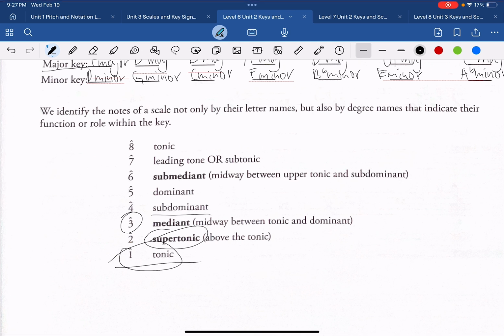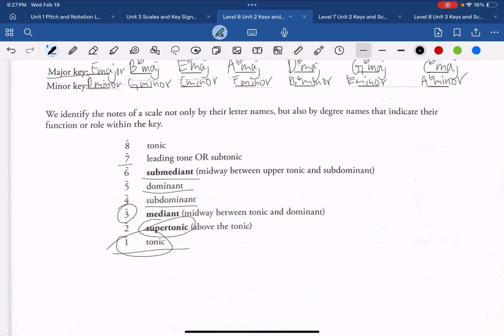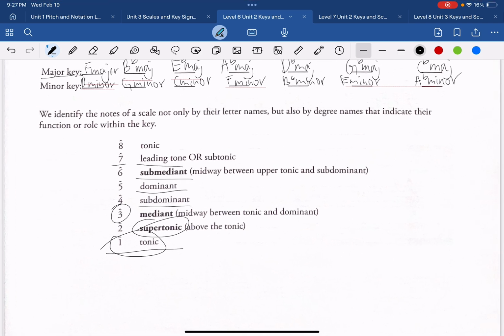Subdominant, fourth note in a scale. Dominant, fifth note in a scale. Submediant, sixth note in a scale. Seventh note, this one is a little trickier because it can either be the leading tone or the subtonic. And I'll explain this.